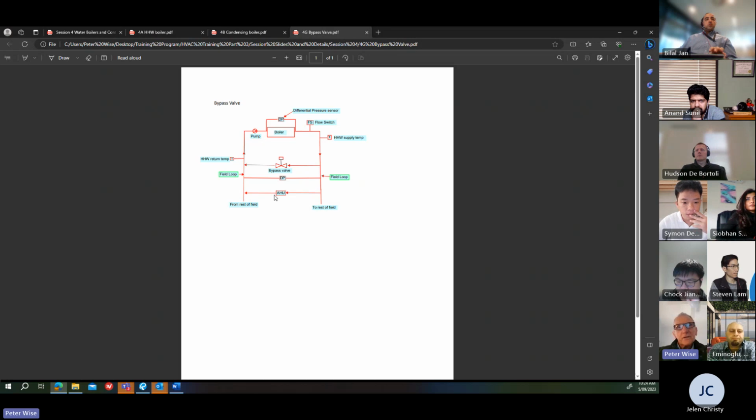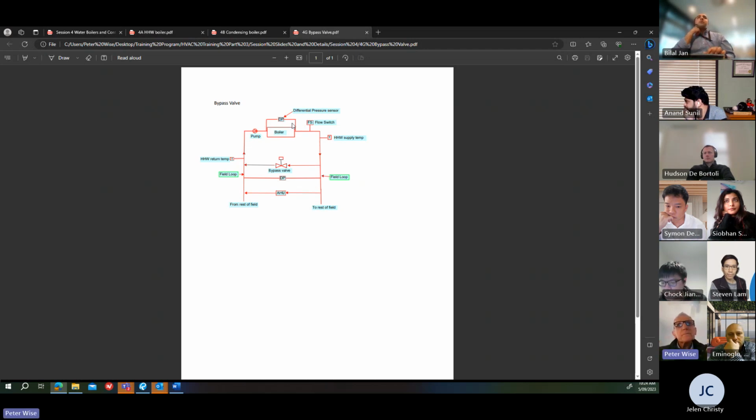So as those valves start to close, if the load's reducing in the field, the pressure between the flow and return pipes is going to increase. So you've got a differential pressure sensor here, which senses that change in pressure and starts to open the bypass valve so that water will bypass the field and go back through the pump to the boiler and maintain the required minimum flow through the boiler. The same sort of thing happens with chill water systems, and we talked about that in our last session with chill water.